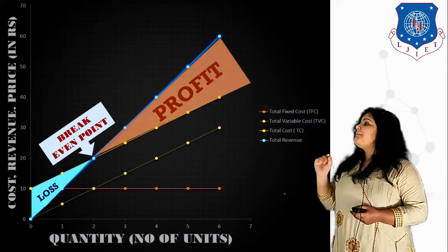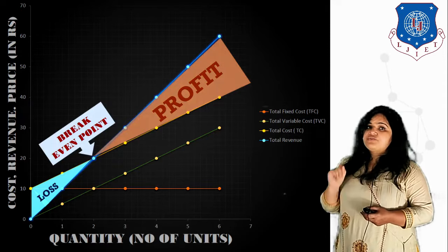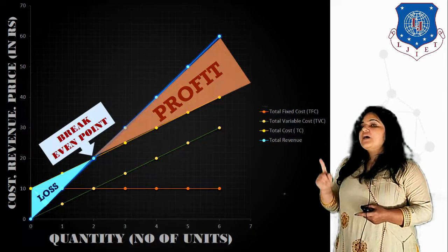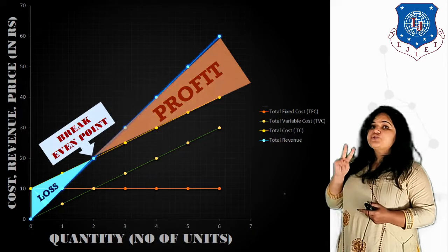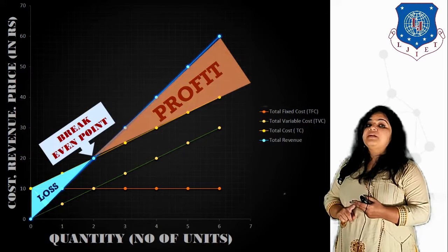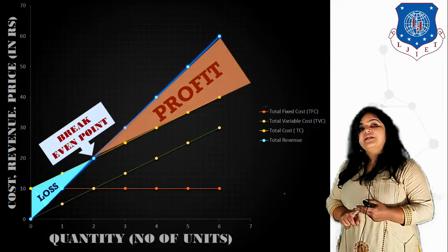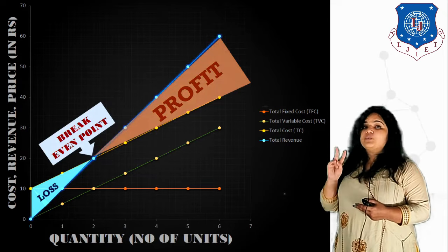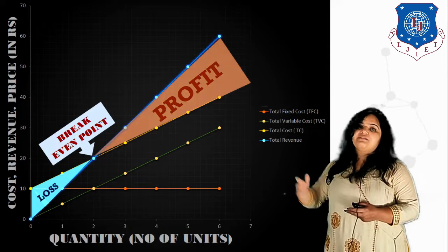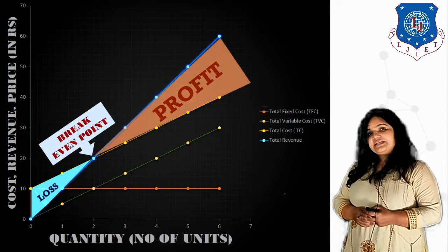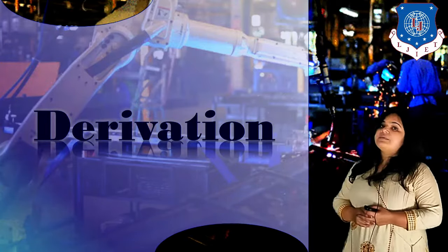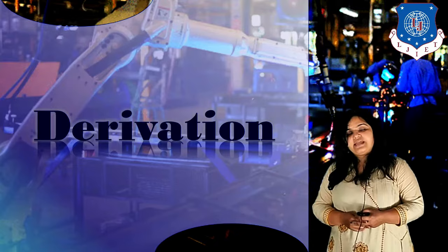Remember this, the point where the graph of total cost and total revenue intersect is the break-even point. The quantity at break-even point, which is 2 units, is known as break-even quantity. The revenue at break-even point is known as break-even revenue or break-even in terms of rupees, which is 20 rupees. Before break-even point, we have loss. After break-even point, we have profit. Okay, students, let us understand some of the derivations for the break-even point and try to identify how to derive it.